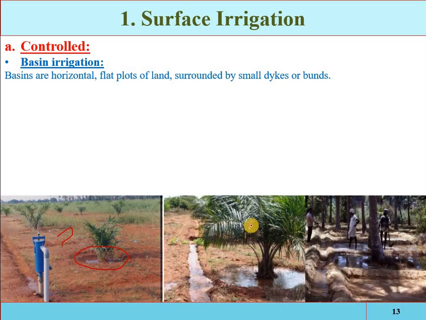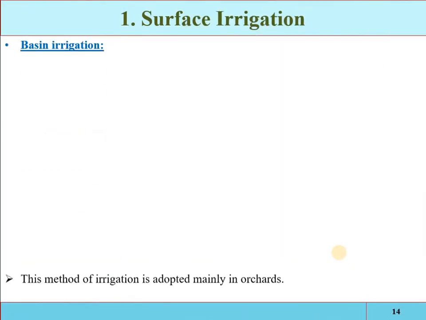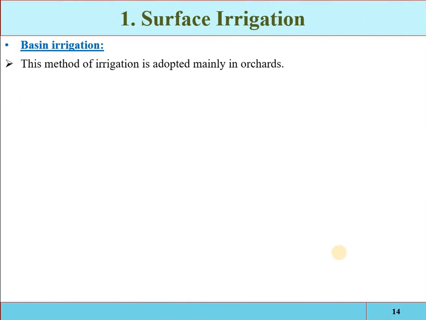Here you can see that the basins are constructed in a rectangular or square shape. These are just recommendations, that the basin will be either of circular, round nature, or rectangular. This method of irrigation is adopted mainly in orchards, as we have discussed that for small crops, for example maize and wheat, we cannot construct a basin for individual plants. The covering area of orchards is more, and also the roots of orchards are very deep as compared to small plants.